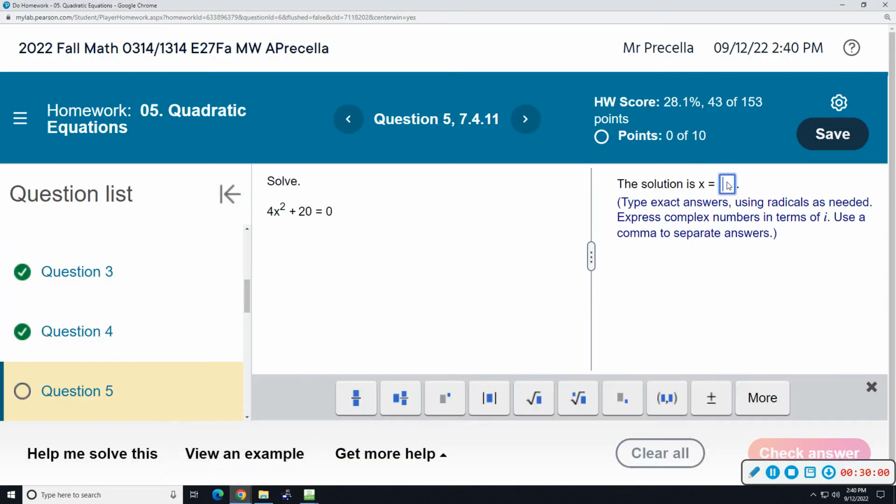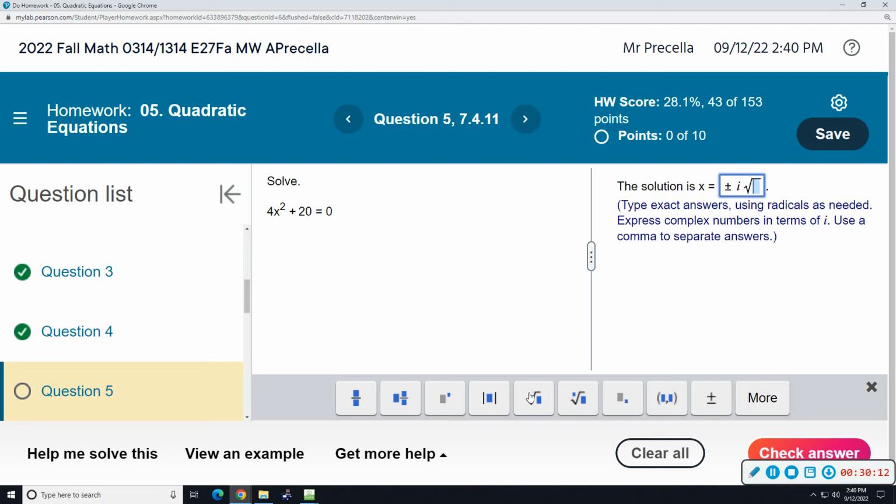Plus, minus. It was only about 5 years ago that Pearson introduced that plus minus hot button. It used to be we'd have to type in the answer: i square root of 5, comma, negative i square root of 5.